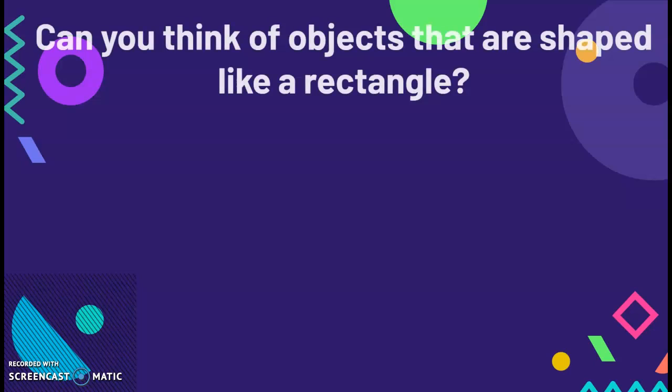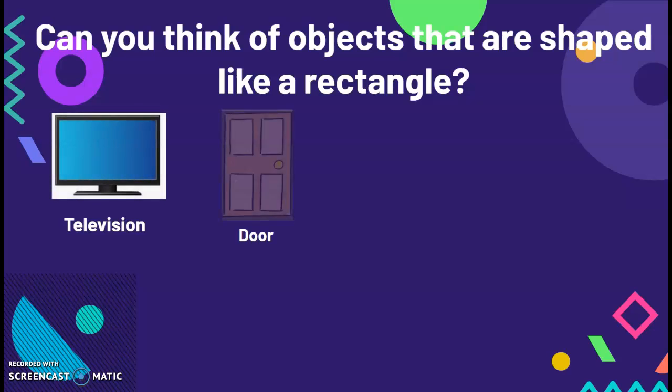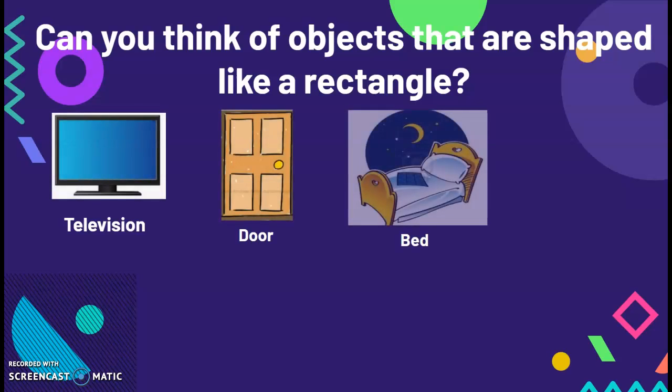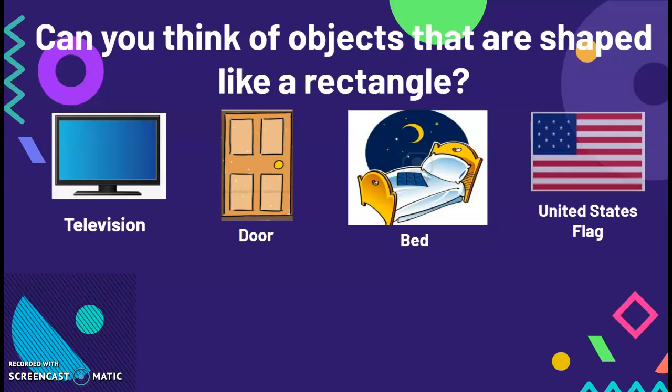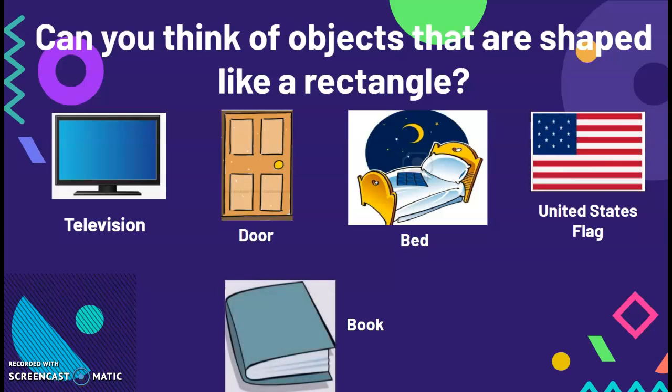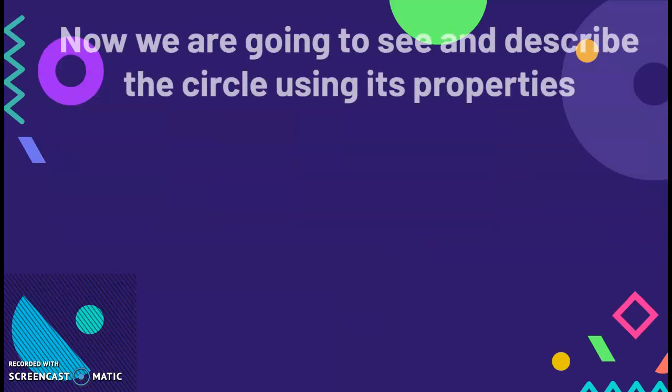Can you think of objects that are shaped like a rectangle? A television, a door, a bed, the United States flag, and a book. Good job. All right, now we are going to see and describe using its properties.